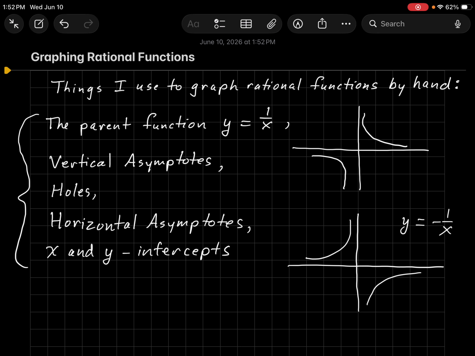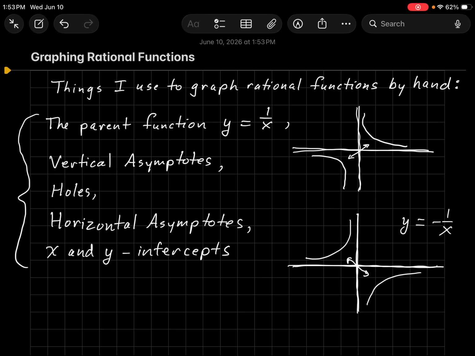And the reason I use this parent function is because rational functions, even when they look more complicated, really want to imitate these graphs around my asymptotes. Either 1 over x or negative 1 over x. And notice kind of the pattern that they have across from each other in this diagonal fashion. We'll come back to that in just a bit.